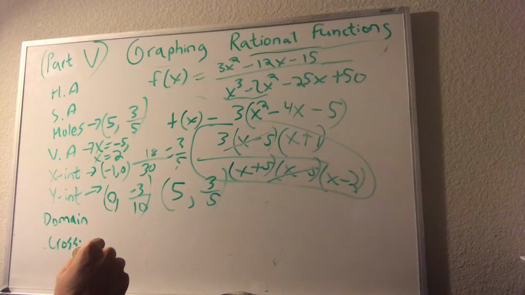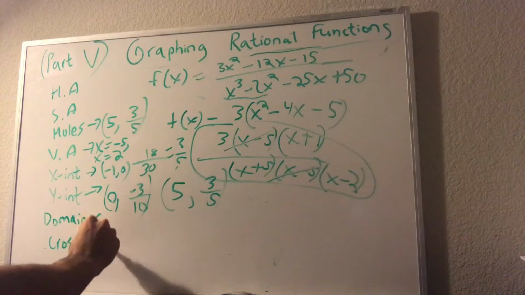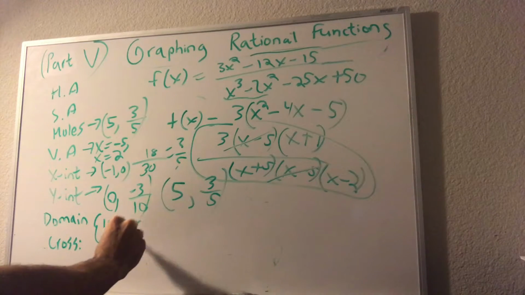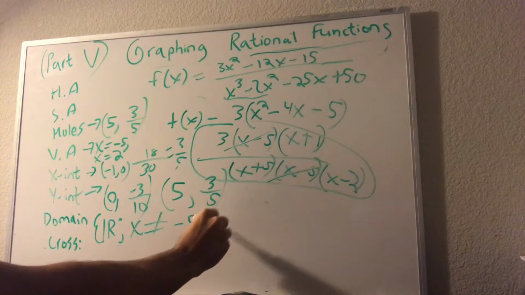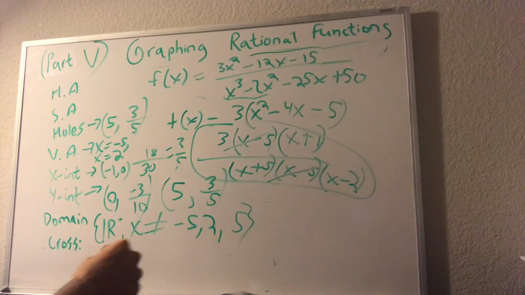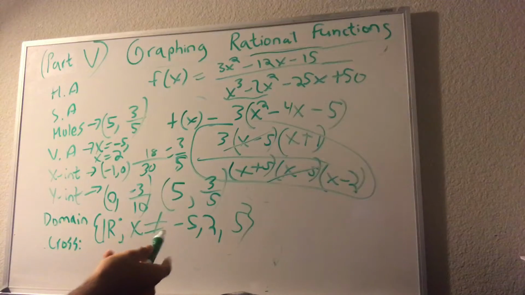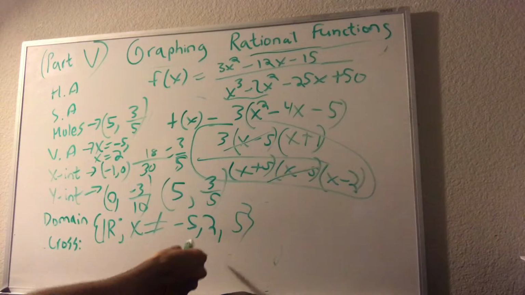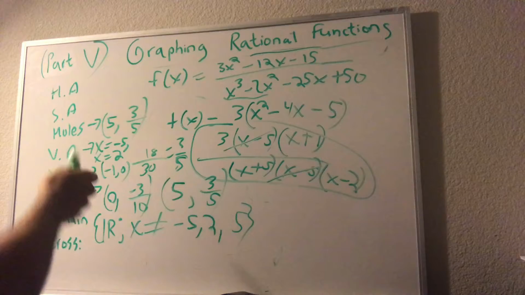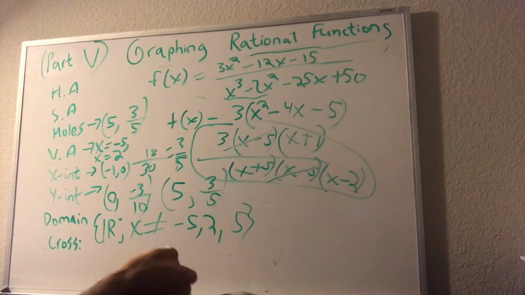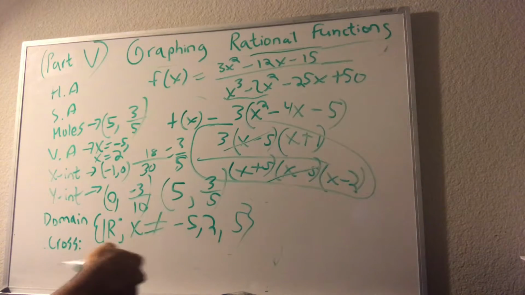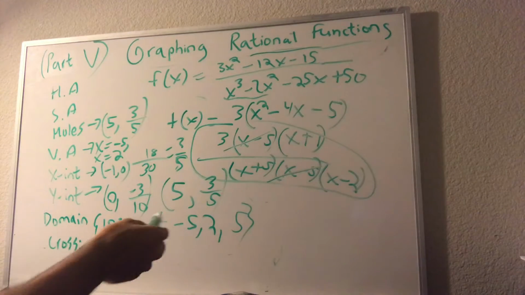And now your domain, right? Your domain is the set of all real numbers such that x is not equal to negative 5, 2, or 5. I say this because our vertical asymptotes were negative 5 and 2, and there's a hole at (5, 3/5). Therefore, all three numbers, your hole and your vertical asymptotes, must be excluded from the domain, because at these values your function is undefined.